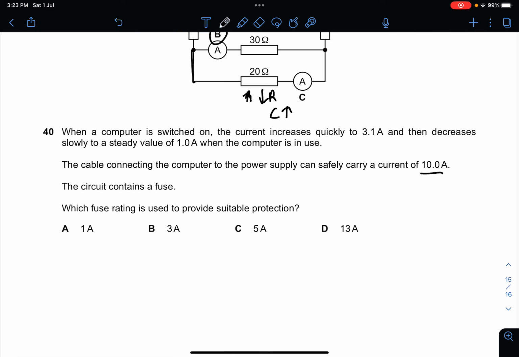Okay, fuse. You see, the current increases quickly to 3.1 amps and then slowly to a steady value of 1 amp when the computer is in use. So the cable can carry up to 10, but the current only surpasses about 3.1 or maybe 4. So the most suitable one is definitely 5, because you see 3.1 and then it decreases slowly to the steady value when the computer is in use. You cannot go too low, you also cannot go too high. Like 13 amps would burst already, 3 amps is too little, and 1 amp cannot work. So the answer will be C.